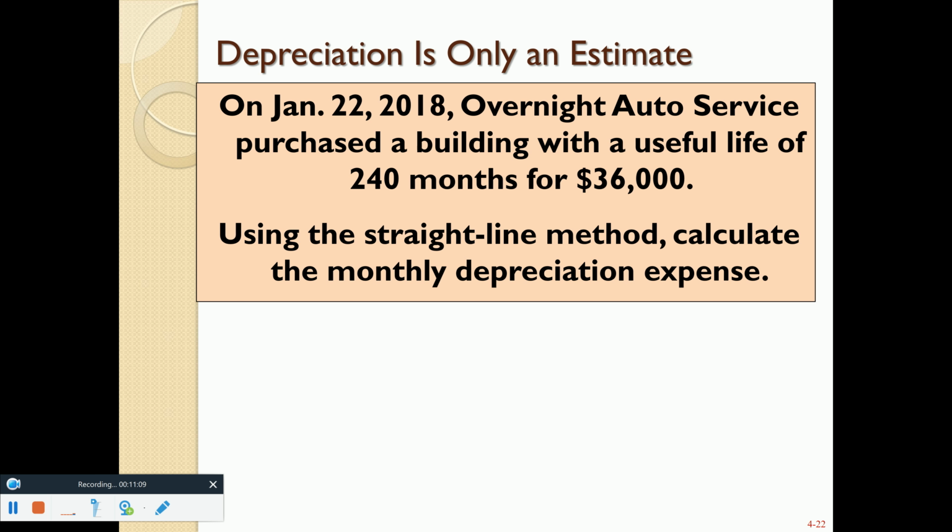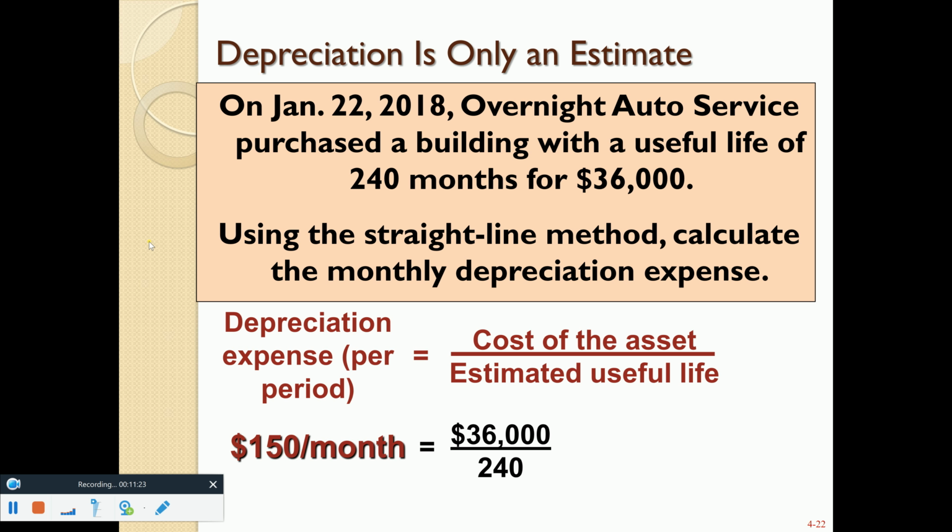And we're going to use straight line depreciation. What that means, straight line, if you can visualize a straight line, it means there's no, it's straight. It's the same, basically every time period. That's what straight line means. There's no ups and downs. And here's the formula for straight line depreciation. The numerator is the cost of the asset, and so in this case we bought the building for $36,000, and the denominator is going to be the estimated useful life.